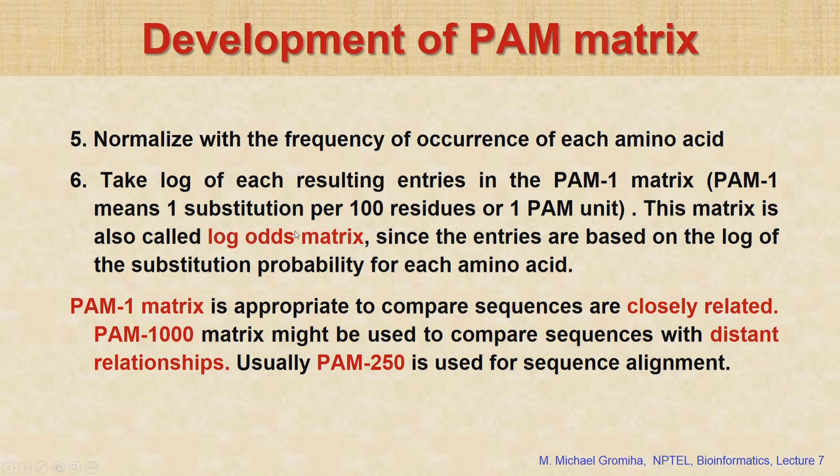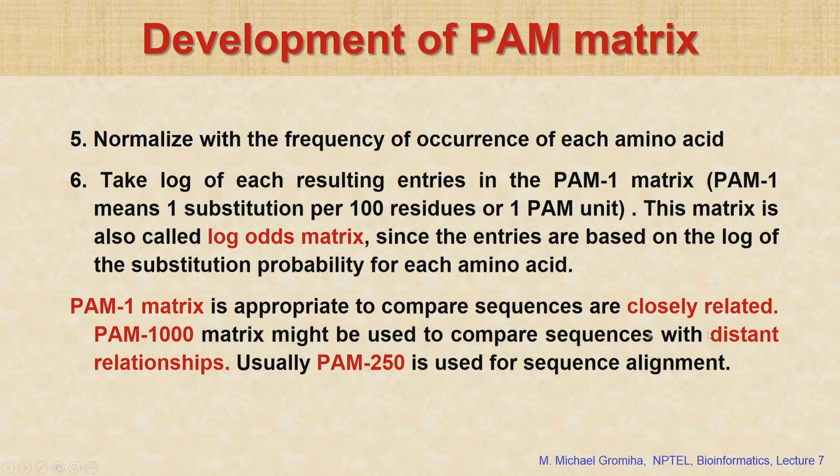So, this way we also call this PAM matrix the log-odds matrix. We can derive the PAM matrix based on various sequence homologies. We can say 80%, we can say 90%, or we can say very less homologous. So, we use the PAM 1 matrix to compare sequences which are closely related, and we use PAM 1000 for comparing sequences with a distant relationship, that means they are not homologous to each other. Usually in the literature we use PAM 250 for sequence alignment. For example, BLAST or FASTA use PAM 250 for the sequence alignment.